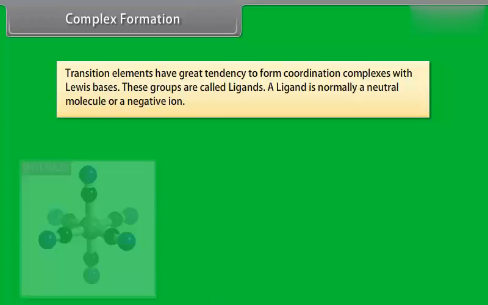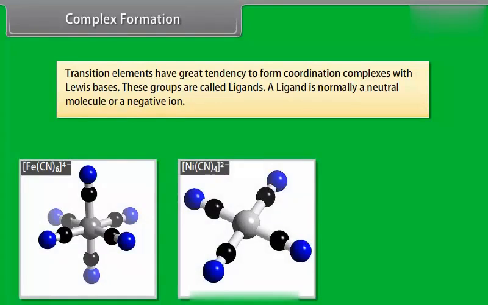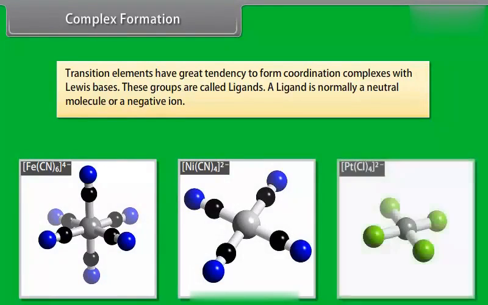For example, Fe(CN)6 4-, Ni(CN)4 2-, and PtCl4 2-.